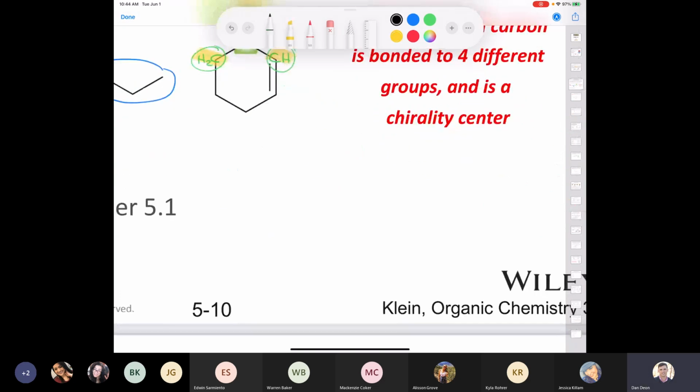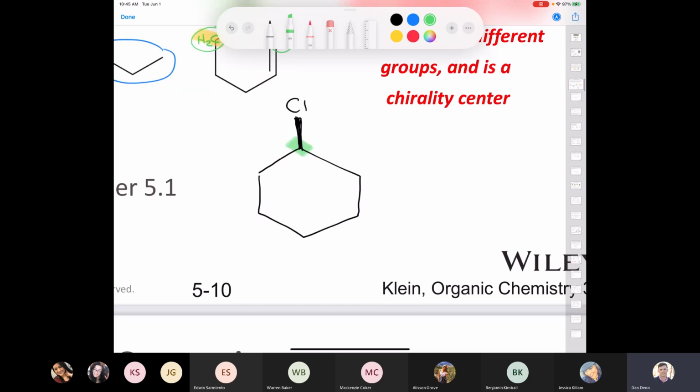I have another example I want to show you. What if I was to draw this molecule? If I put cyclohexane like this, I put my dash like this, and I'll put a chlorine here, okay? My question to you is, would this be a chirality center, the one that I have highlighted in green? Would that carbon be chiral? Would that be a chirality center or a stereo center? Yes or no? Yeah, the answer is no.